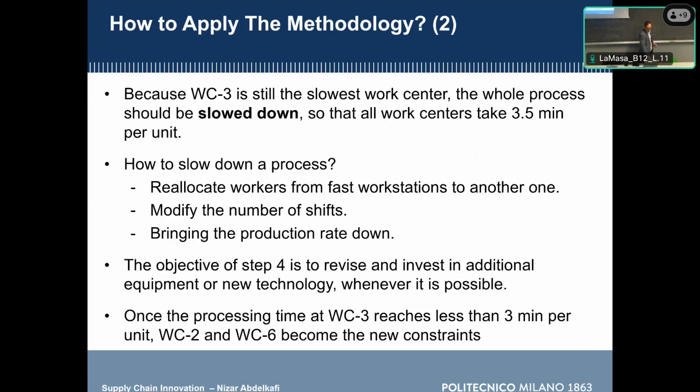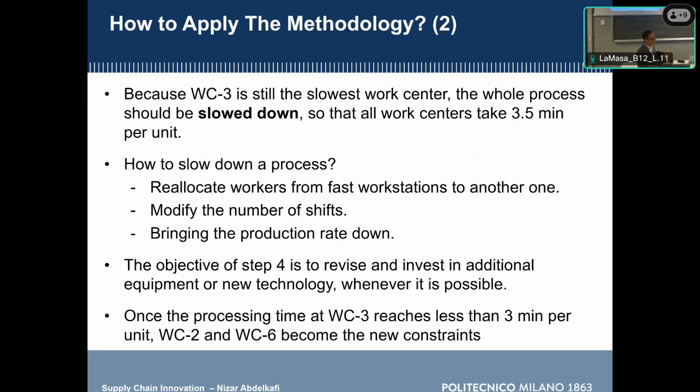Now, let's imagine once the processing time at WC3 reaches less than 3 minutes per unit, now we have new constraints. So we keep improving our constraint in a way that this work center is not the slowest anymore, and this will lead to other work centers becoming the new constraints. And we are redoing it again. You see how the algorithm is working?